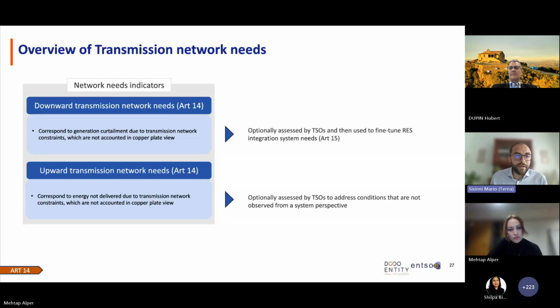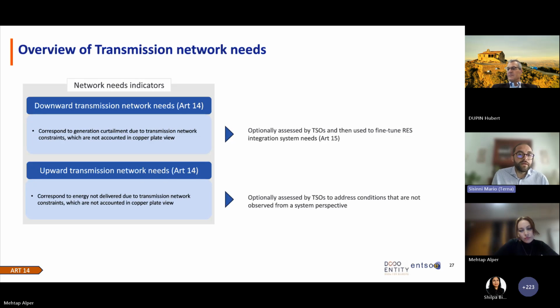For the downward, you'll see in a second that we quantify basically what is the additional RES curtailment or generation curtailment that is due to congestion or constraints at the transmission network. So something that we are not capable of observing if we just analyze the system from a copper plate perspective at the system level. So we check what is extra, what we cannot see from our system needs perspective from the market dispatch simulation. And you'll see later in the presentation that we use this information to fine-tune our RES integration needs. And then the upward transmission network needs, which is also something that we observe only if we look at the network.